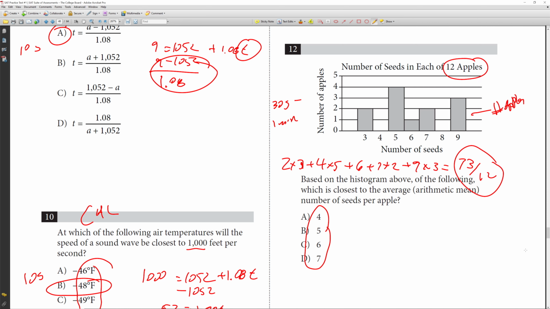So 73 divided by 12, if you punch it in your calculator, 73 divided by 12, that gives me 6. The answer is C. And boom.